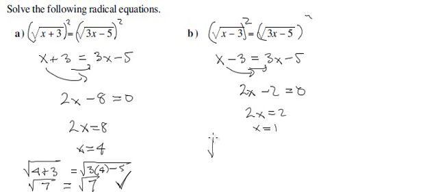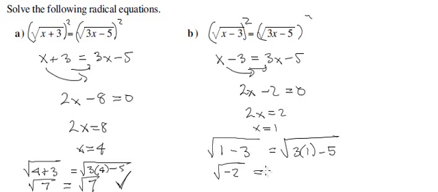So plug that into your two sides and you get root 1 minus 3 equals root 3 times 1. If you've noticed something wrong here, I see it too. I'll get to it in a moment. All right, you plug in 1 for both values of x, and so this gives you root negative 2 equals root 3 times 1 is 3 minus 5 is negative 2. Is that okay?